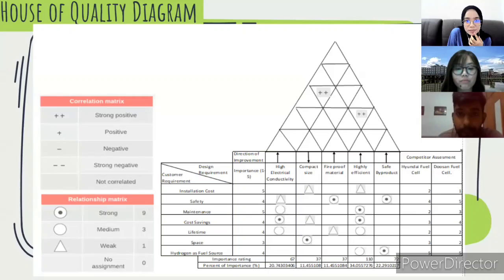Next slide. So this is the house of quality diagram.